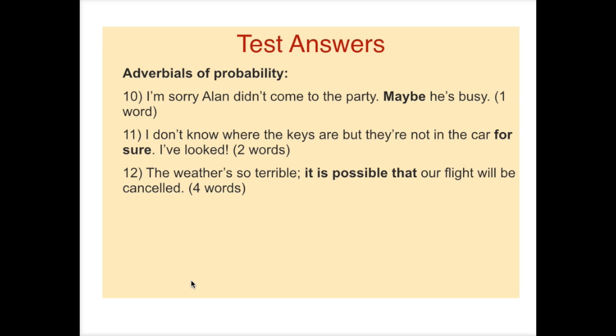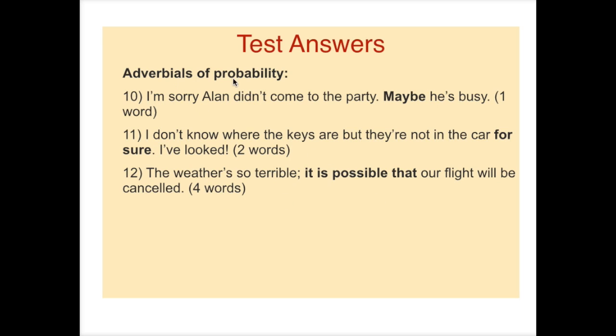Adverbials of probability. I'm sorry Alan didn't come to the party. Maybe he's busy. Maybe being the adverbial of probability. I don't know where the keys are, but they're not in the car for sure. For sure being the probability. I've looked. Number 12, the weather's so terrible, it is possible that our flight will be cancelled.